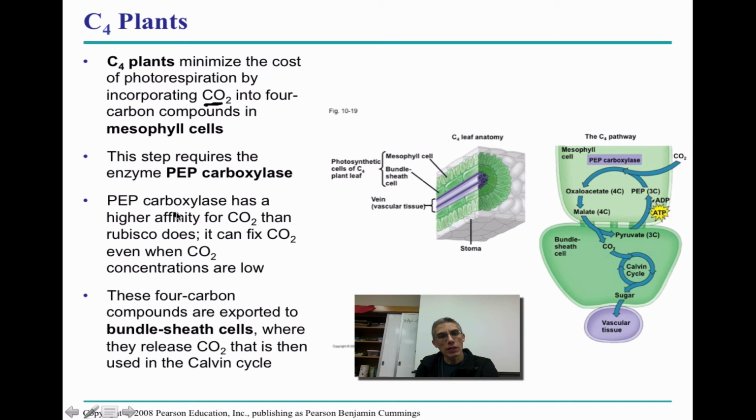And PEP carboxylase actually has a higher affinity for CO2. So it's different from rubisco. Remember we said rubisco really doesn't care whether it fixes CO2 or uses the O2. And remember, if it uses the O2, it sort of halts the whole Calvin cycle. PEP, on the other hand, only wants the CO2. So it can fix CO2 even when CO2 concentrations are very low. So even if there's not a lot of CO2 in these cells, it can still go after them and fix the carbon dioxide. These 4-carbon compounds are exported to another type of cell called the bundle sheath cells, and this is where they will release the CO2, which then can be used in the Calvin cycle.